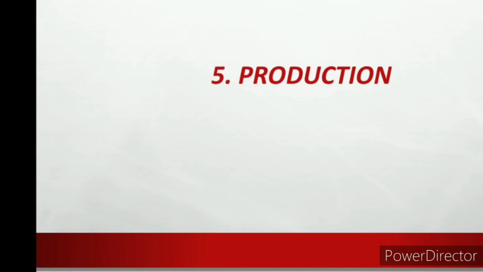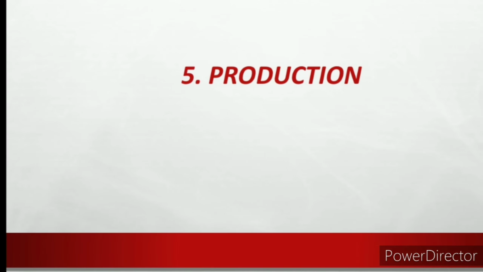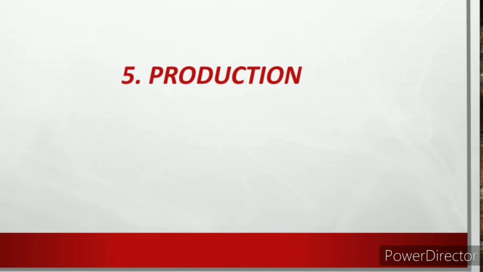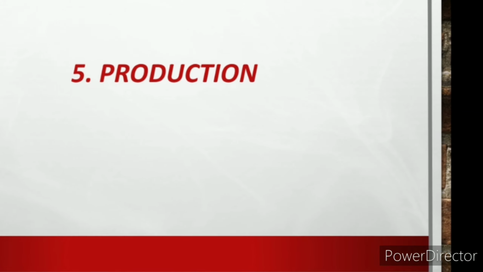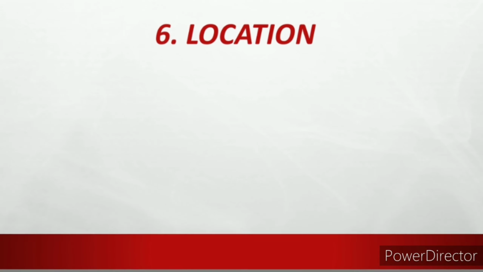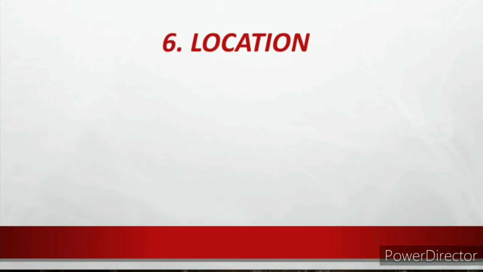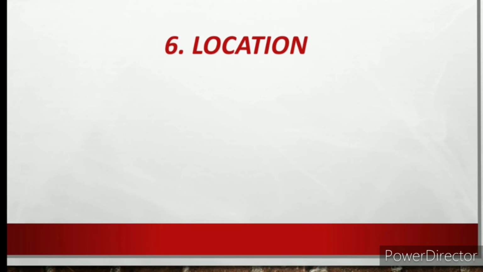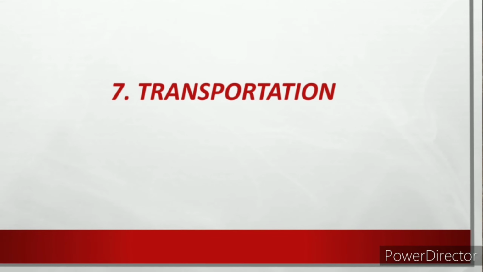Fifth is production. Production is one of the most important aspects of the system. It is only possible when all other components of the supply chain are in tandem with each other. Six is location. Any business that wants to survive as well as flourish needs a location which is profitable for the business. Seven is transportation.